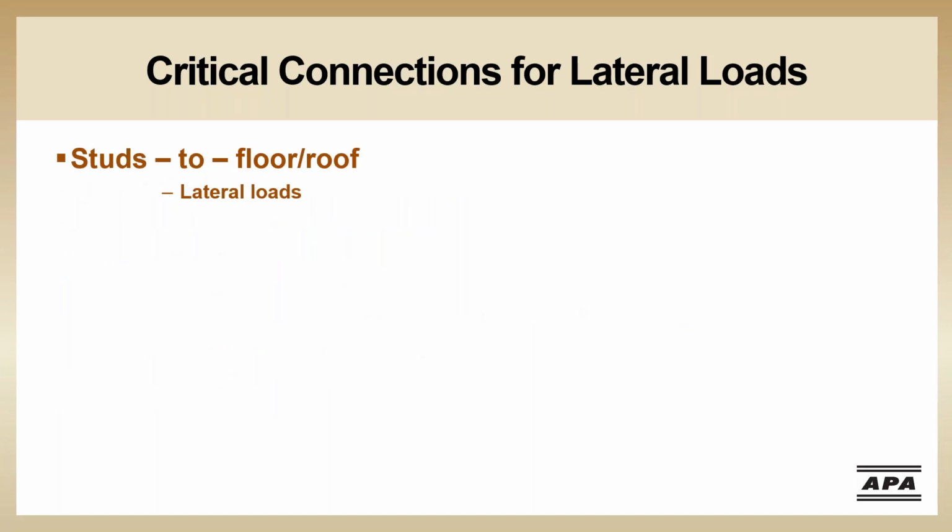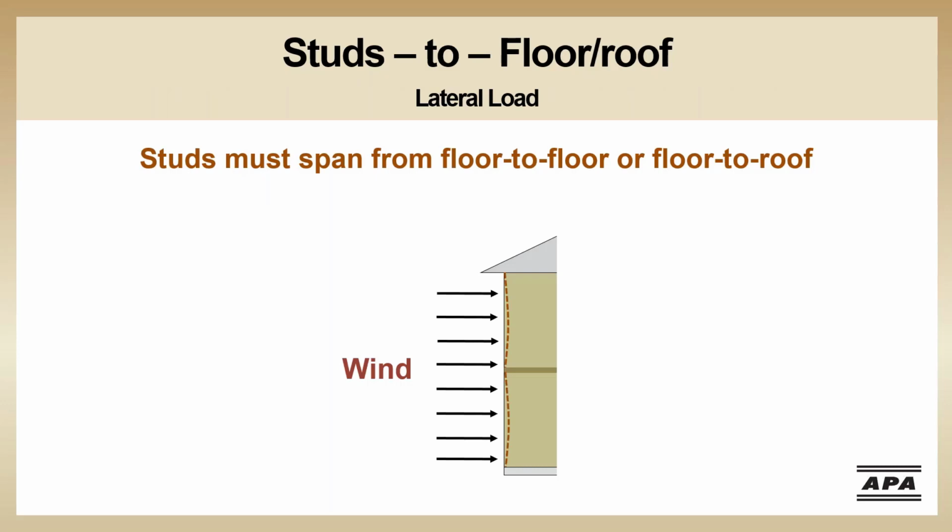We will start with the attachment of the studs for lateral loads. As we saw earlier when we looked at the big picture of the lateral load path, when the wind blows on a house, it blows on the cladding. The cladding transfers the wind load to the wall assembly, which is made up of the studs and wall sheathing. The wall assembly then transfers the wind load to the roof and floor systems. In order for this to happen, the studs must span from floor to floor or floor to roof. It is critical that the studs all span from level to level.